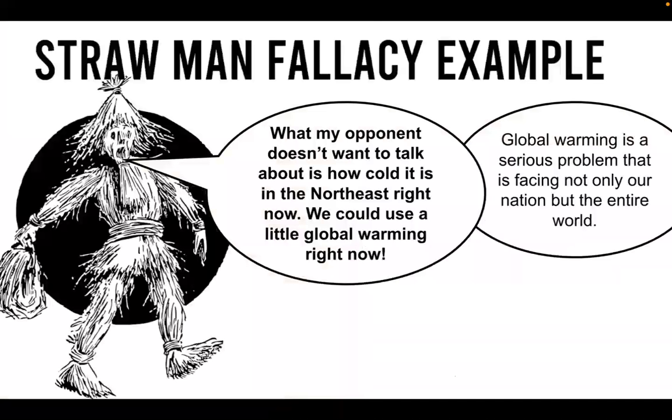So an example would be, again, with this hypothetical situation, "Global warming is a serious problem that is facing not only our nation, but the entire world. What my opponent doesn't want to talk about is how cold it is in the Northeast right now. We could use a little global warming right now." So you're taking something that's a very big, complex thing and making it a lot simpler than it truly is. This straw man fallacy is going to be used with certain topics. It can be used pretty trickily, sometimes not. It depends on what you're talking about.